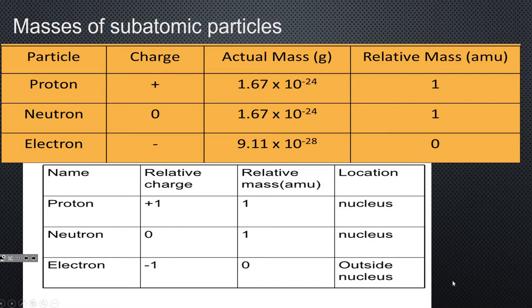Actual mass is right here. The relative mass is what we'll be using, and you can put that off to the side. It's like a 1, 1, 0. That's off to the right side of that on your chart.